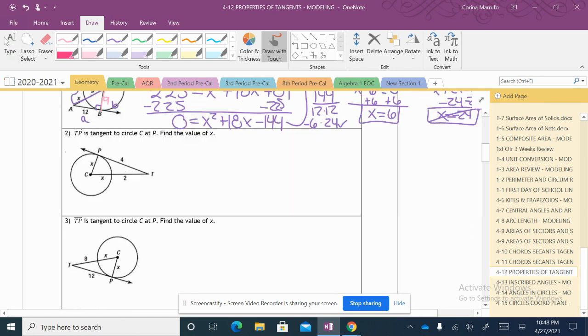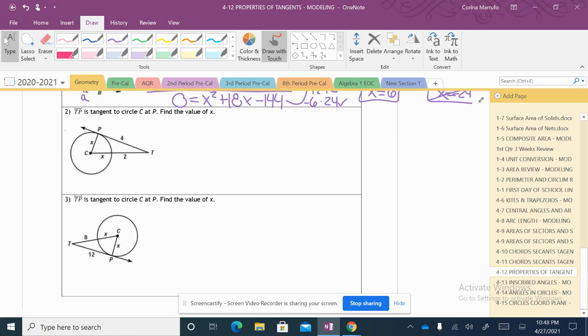All right, let's try the next one. Here it says TP is tangent to circle C at P. Find the value of x. So again, this is A, this is B, this is my right angle here, so that means this is C, the whole thing together, which is x plus 2.